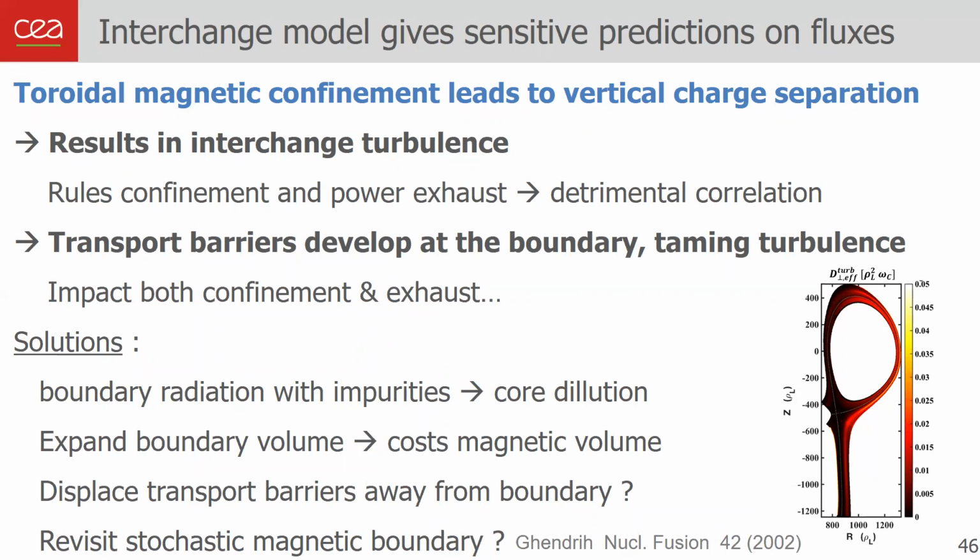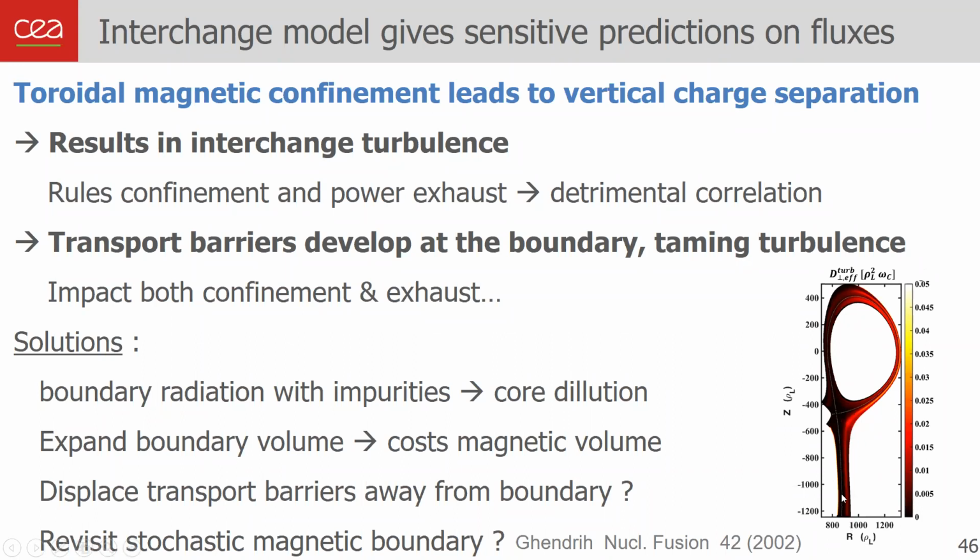You can have transport barriers developing at the boundary that tame turbulence, but because exactly it appears at the boundary between the wall and the confined plasma, it impacts both confinement and exhaust, and we are still screwed with H mode having too thin plasma loads on the wall. So solutions currently investigated are adding radiation at the boundary with impurities to radiate power before it reaches the wall, but you end up diluting the core with impurities, which is not good. Now you could think of expanding the boundary volume, as you have here with a very long divertor leg.